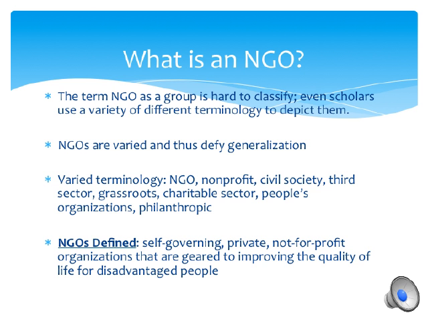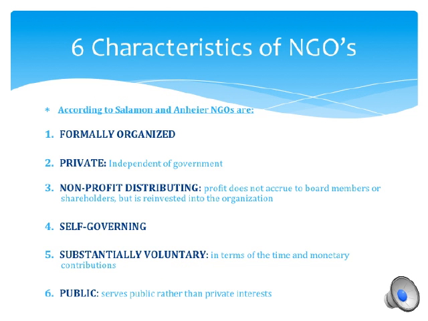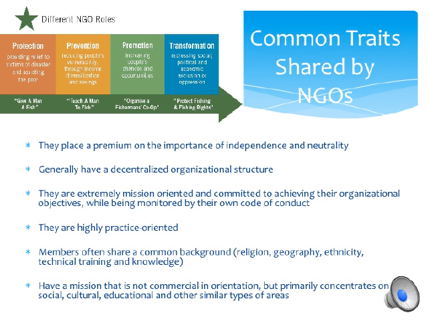They have been called by varied terms such as NGO, nonprofit, civil society, third sector, grassroots, charitable sector, to name a few. While there has been debate about its definition, a relatively respected one defines NGOs as self-governing, private, not-for-profit organizations that are geared to improving the quality of life for disadvantaged people. Salmon and Anheier identify 6 characteristics of NGOs: that they are formally organized, private, nonprofit distributing, self-governing, substantially voluntary, and public.